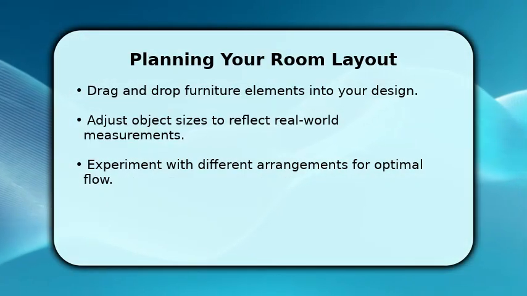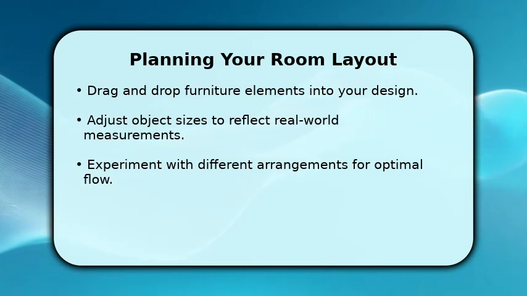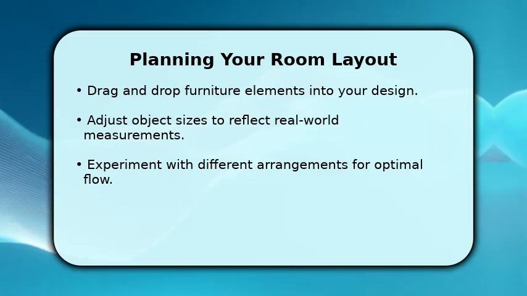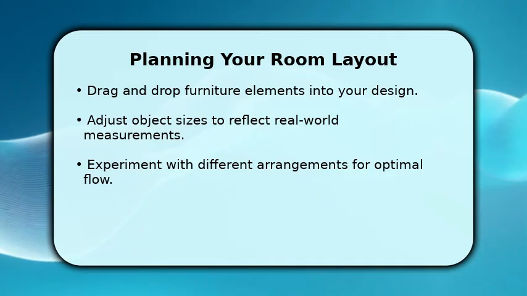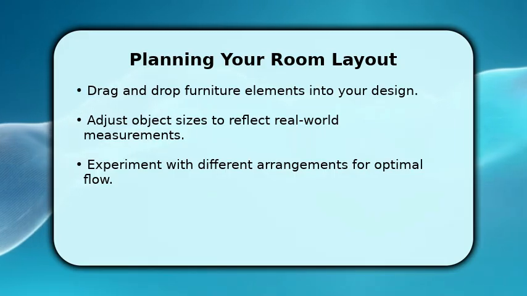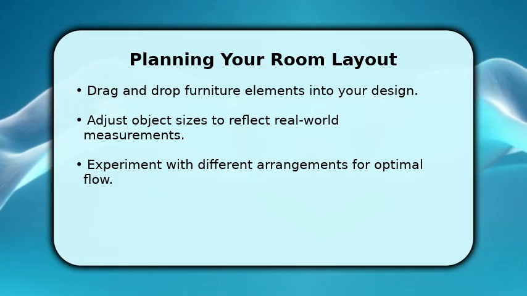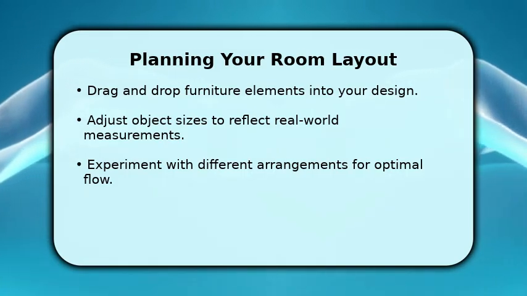Once your template is ready, start adding furniture and decor. Canva's extensive element library includes various items like sofas, tables, and plants. Resize these elements to match their actual dimensions, ensuring your design is accurate. You can easily move items around to test different layouts, helping you find the perfect arrangement for your space.